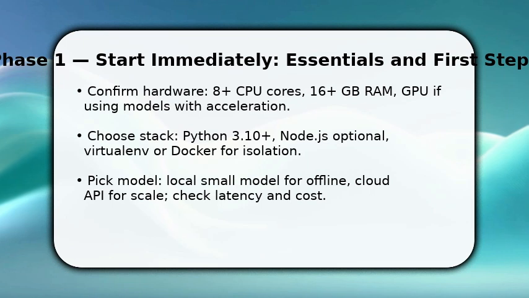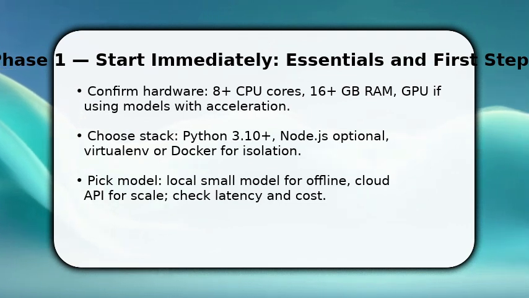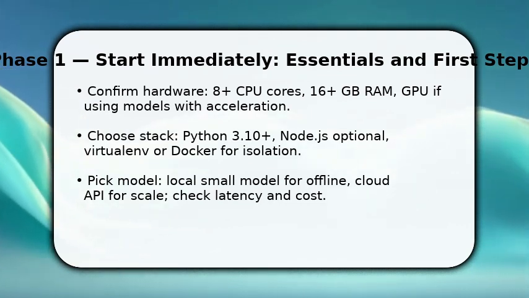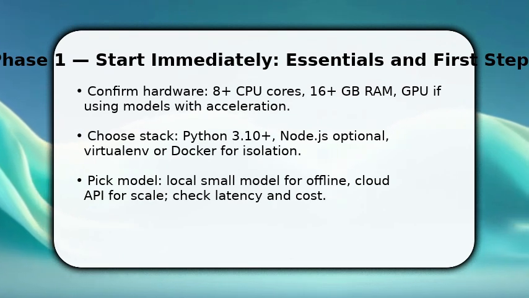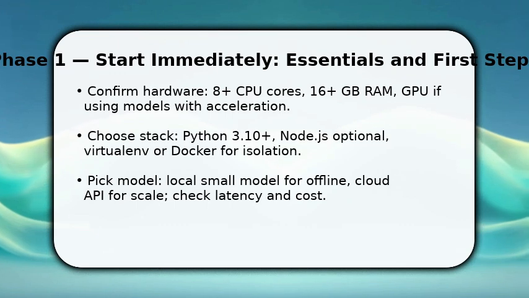Next, choose whether you want a local model or a cloud API. Each has trade-offs in latency, cost, and privacy. Once done, acquire API keys or download model weights and create a minimal project repo. Make sure to configure secure storage for credentials. This avoids secrets leaking as you progress.